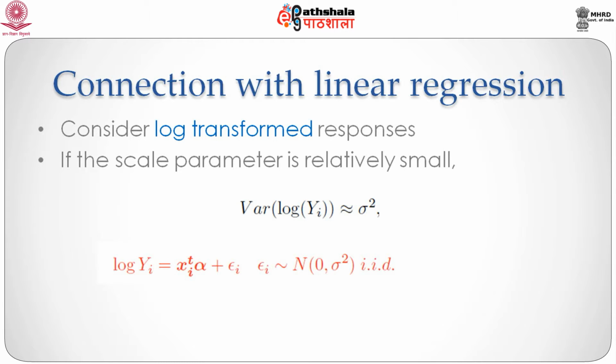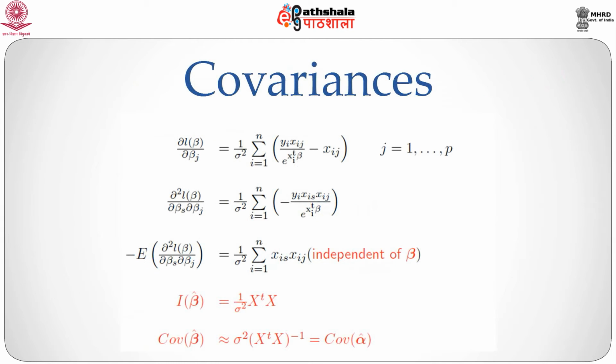So, this is the linear model on the log scale, and as you know, covariance of alpha hat is given by sigma square (x prime x) whole inverse. For gamma regression, with yi following gamma(mu i, 1 over sigma square), with mu i equal to exponential of xi prime beta, we have beta hat follows normal with mean beta and variance I inverse beta hat, where I of beta hat is the Fisher information matrix.